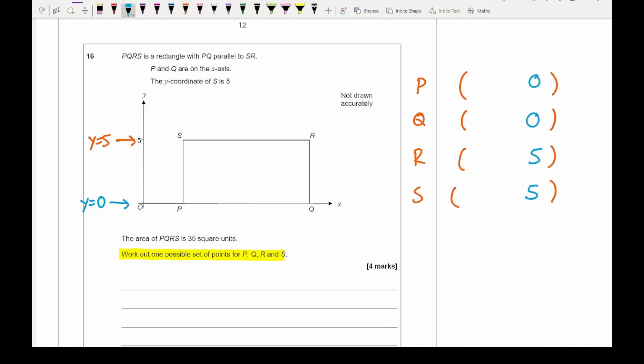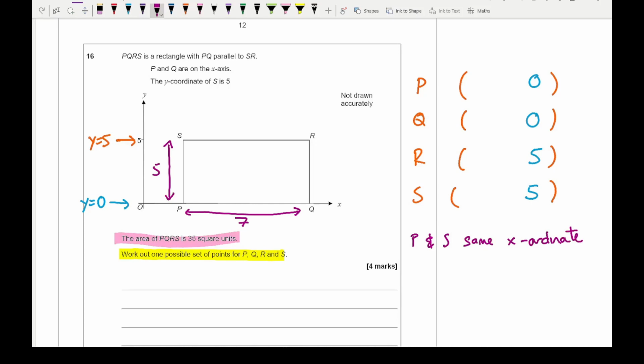Now the next thing we need to do is use the second bit of information that we know, which is that the area of PQRS is 35 square units. We know that the height of the rectangle is 5. So 5 times what gives you 35? That means the horizontal length must be 7. So for this, what we need to know is that P and S will have the same x-ordinate.